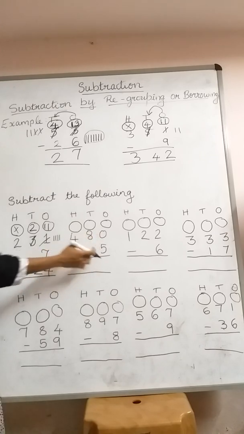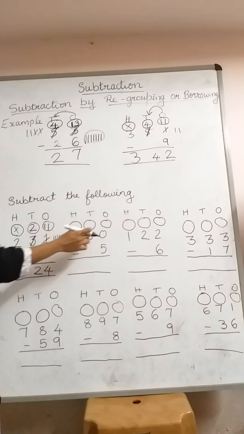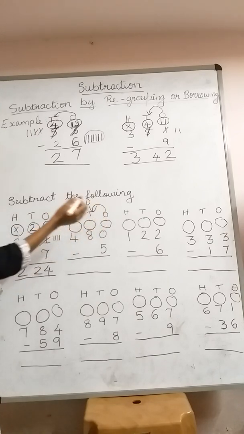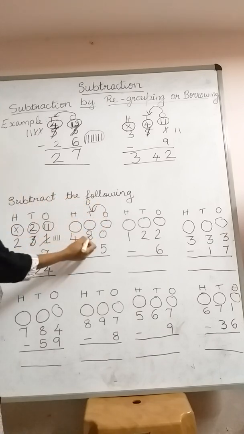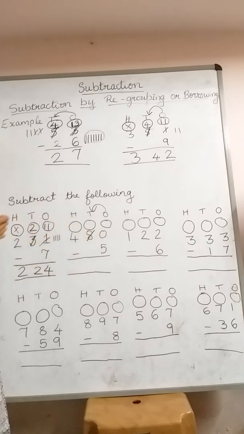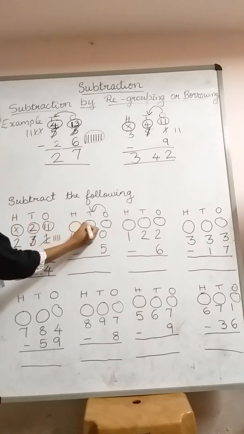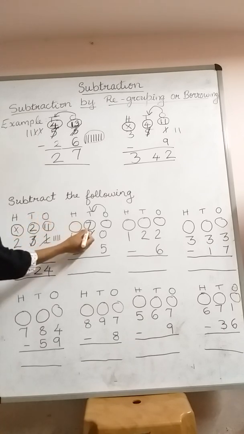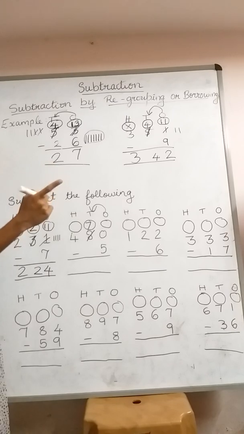Yes, 0 minus 5 in the ones place. 0 is a smaller number which we cannot take out 5 from that. So the step is what? You should ask which place? Tens place. So when you ask tens place, you should strike that number. And what you should write here? Backward number 7. After writing backward number, that is 7 tens, where 1 will go, 1 tens will go, it will go to ones place.